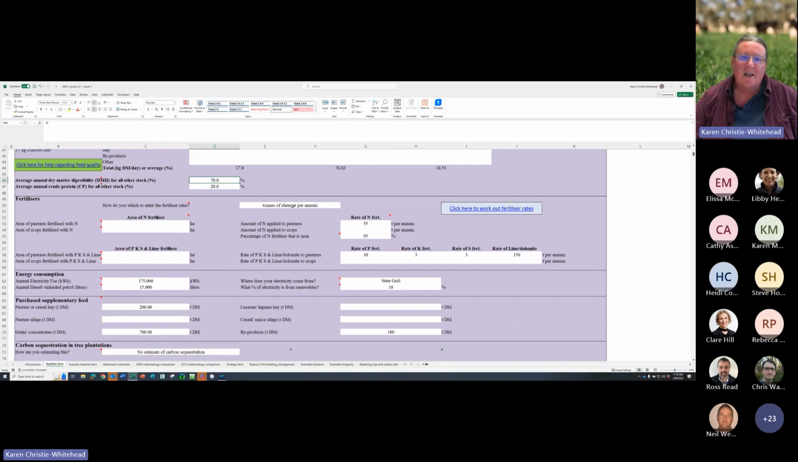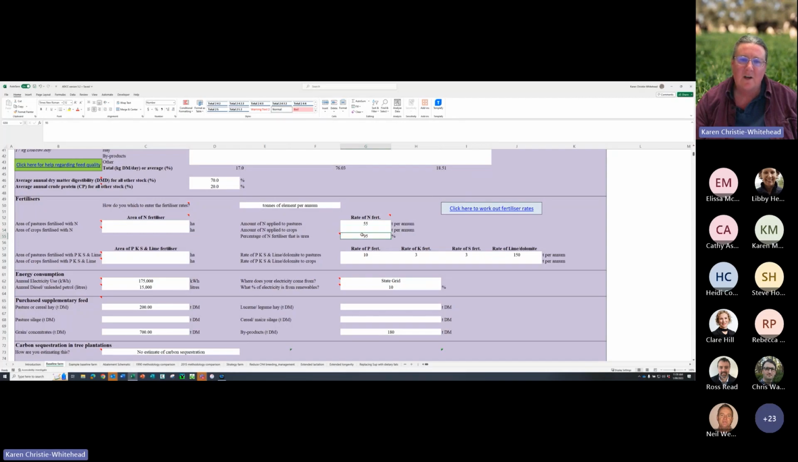In terms of fertilisers, again, we've got a drop-down list. It's tonnes of element, so here we're talking about tonnes of nitrogen, phosphorus, potassium and sulfur. We're not talking about tonnes of urea or tonnes of MOP, for example. You can either enter kilograms of element per hectare per annum, and if you go down that option you need to fill in how many hectares you fertilised. It is much simpler if you can get your farmers to work out how many tonnes of nitrogen they applied to their crops and pastures in that 12-month period.